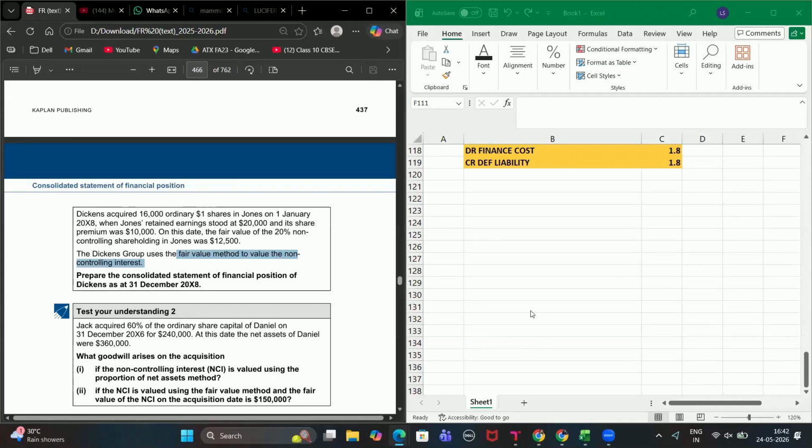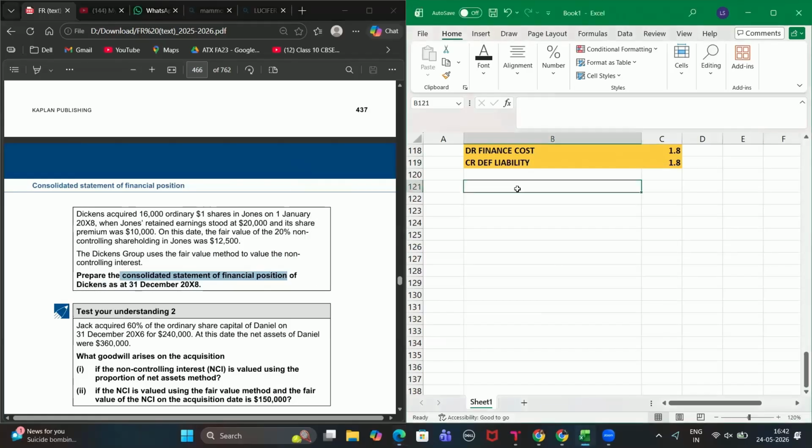So, which method are we using here to calculate goodwill in this question? The fair value method, right? We are calculating goodwill using the fair value method. They are asking us to prepare the consolidated statement of financial position, the consolidated SOFP for the year ended 20x8 of Dickens Company.